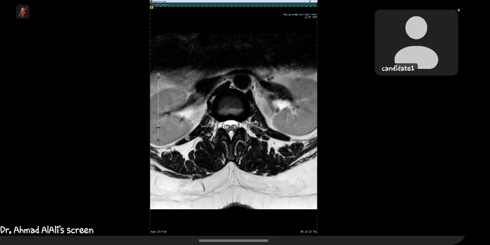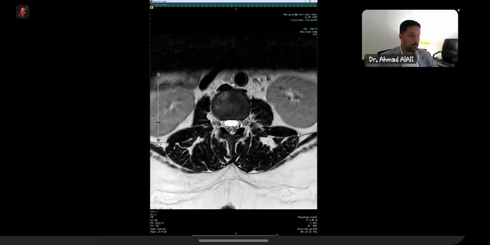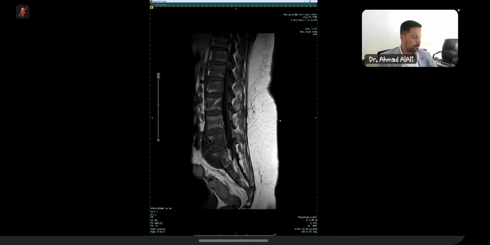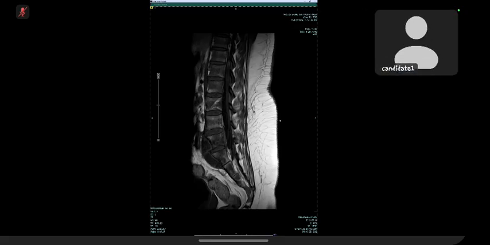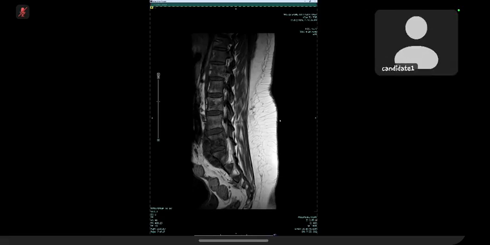So I want to see the T1 weighted images as well. Sure. In the sagittal section. Okay, while you are scrolling through the sagittal T1, please conclude your findings and tell me what your differential diagnoses are.